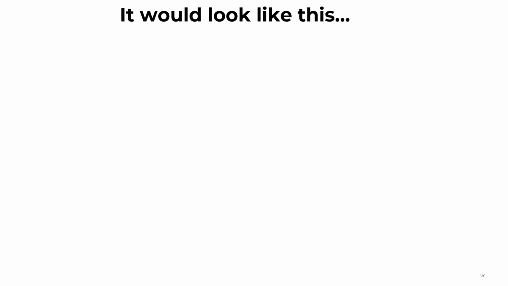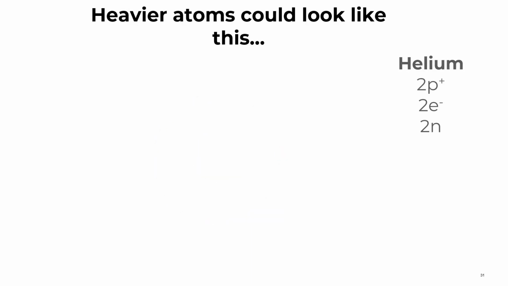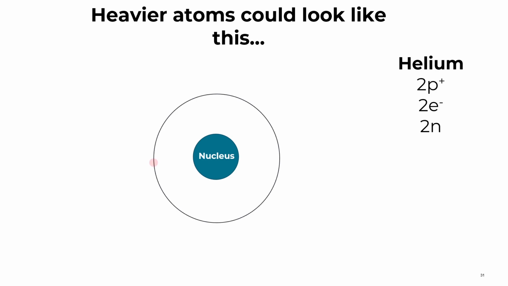This is how a hydrogen atom could look. Here you have a nucleus with one proton and one single electron orbiting that nucleus. For a helium atom, you would have a nucleus with two protons, two neutrons, and two electrons orbiting the atom.